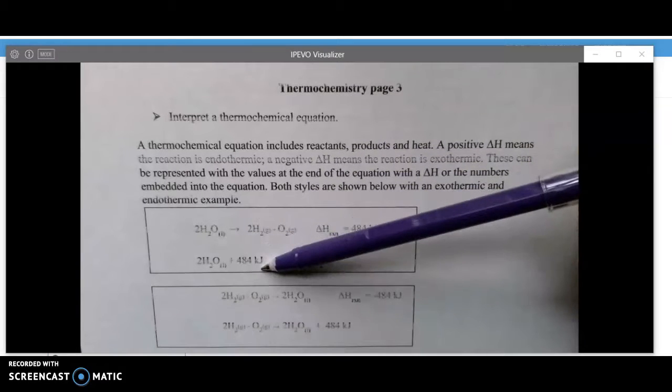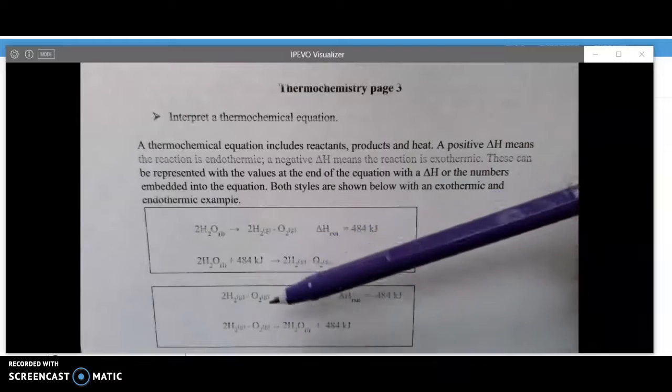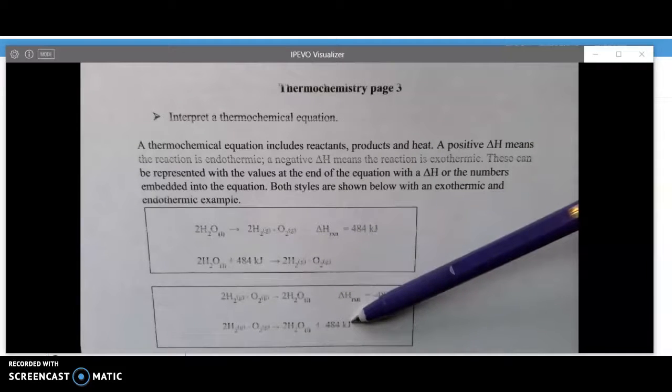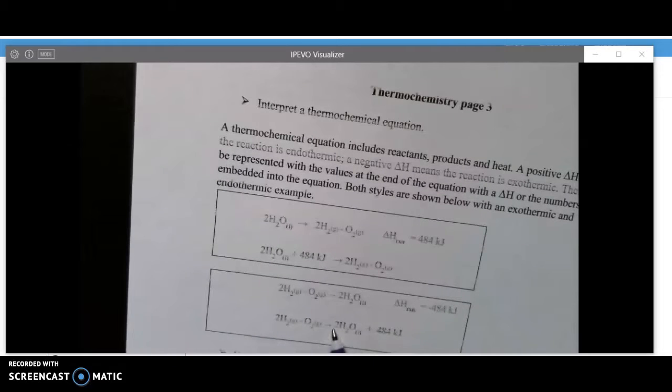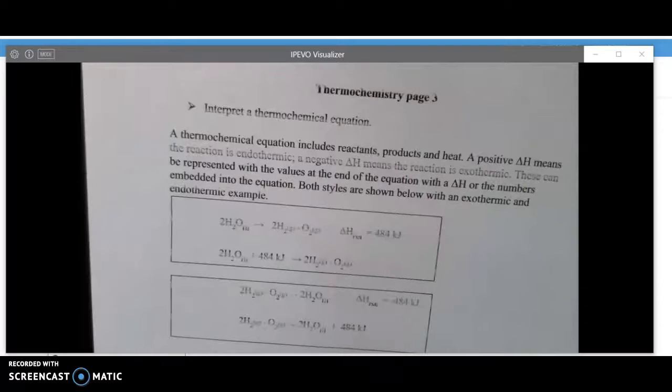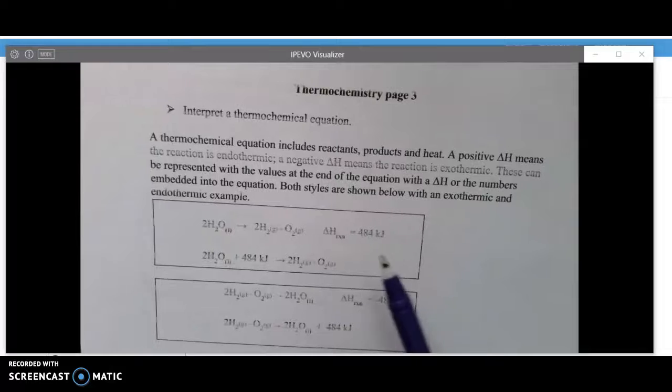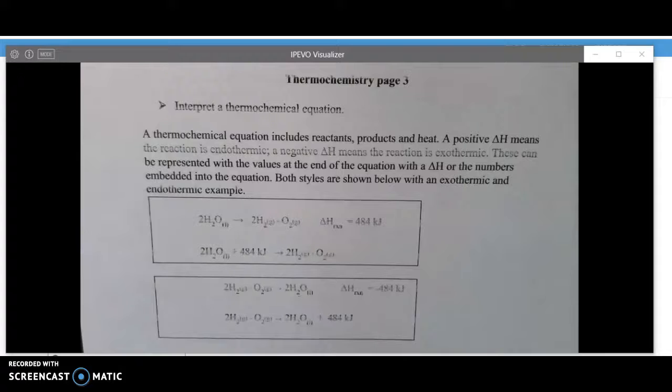So if it's endothermic, heat will be a reactant. If it's exothermic, heat will be a product. So just be careful. Notice that this plus sign is used because it's part of the equation. So it's, again, a product. Don't confuse that with the delta H value that is positive, which is using the delta H value to indicate what type of reaction it is. So that can be confusing. So just look at the style.